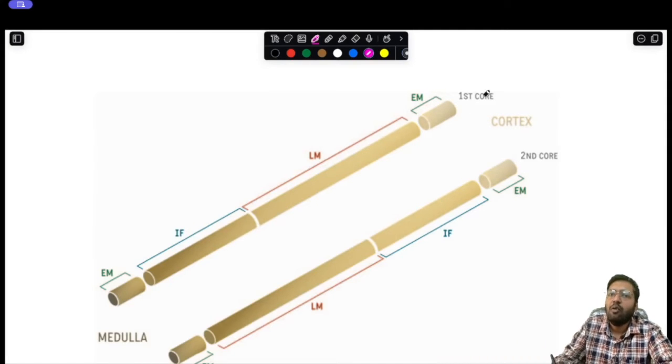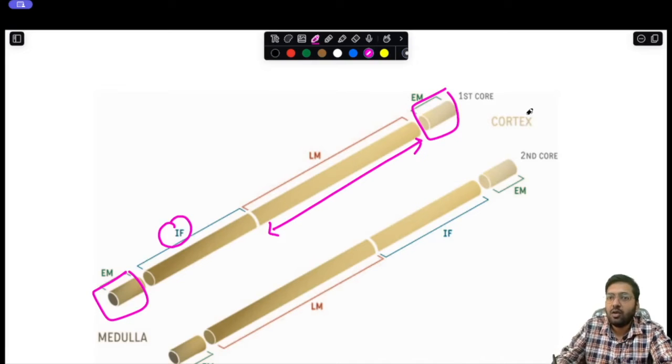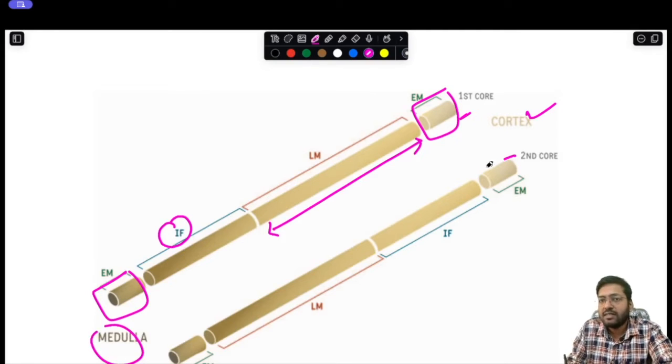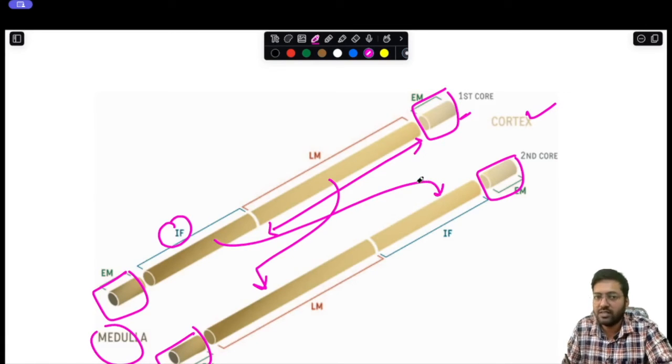Over here, from the first core, they have divided the ends for electron microscopy, and they have divided one part for light microscopy and another part for immunofluorescence. This part is the cortex, and this is the medulla part of the core. From the second core, the same thing is done for electron microscopy, but the portion that is closer to the medulla is now opted for light microscopy, whereas the portion near the cortex is preferred for immunofluorescence. So this is how they are doing it. This is one other way of dividing the renal biopsy core as well.